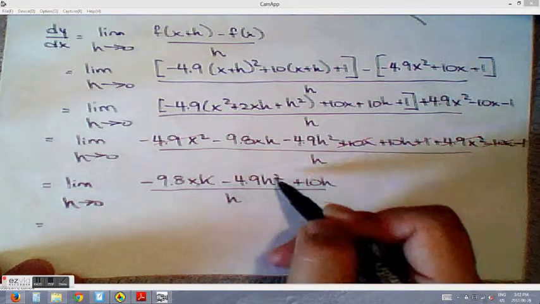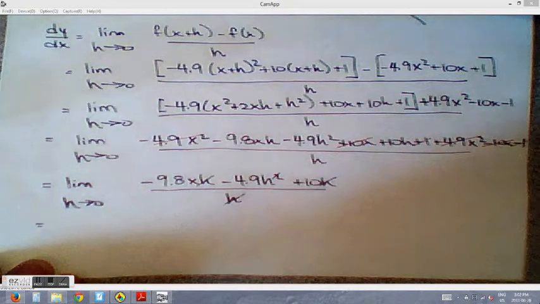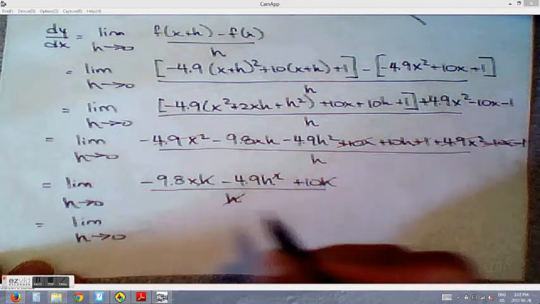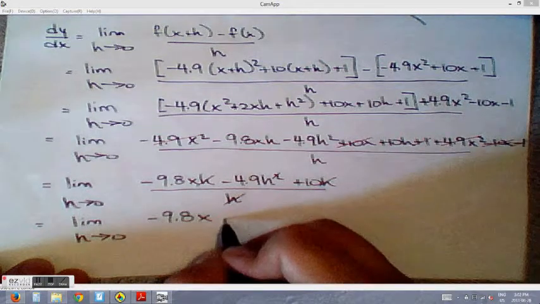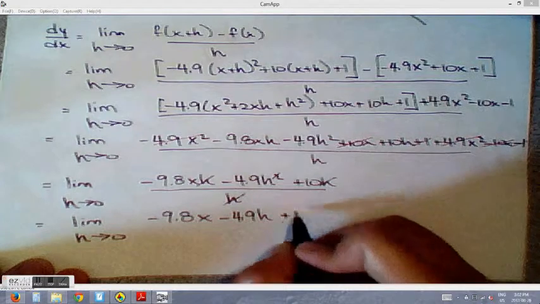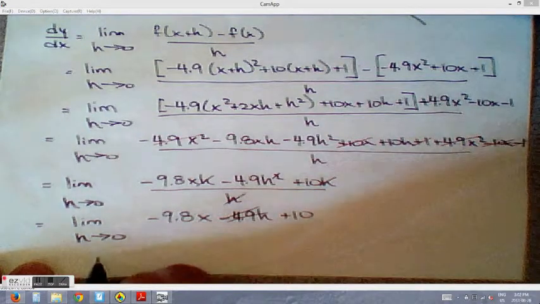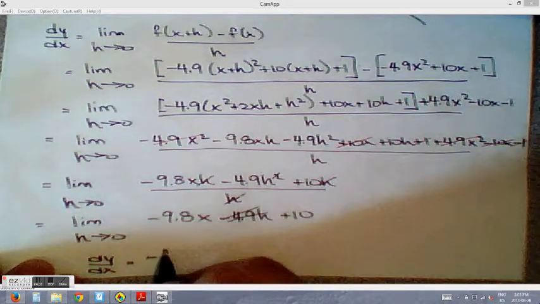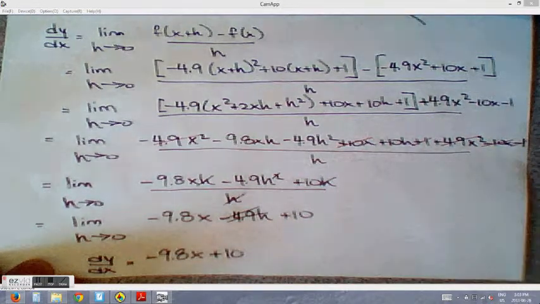I'm going to cancel one of these with one of those. That just leaves me with the limit as h approaches 0 of minus 9.8 x minus 4.9 h plus 10. This term goes away when we actually evaluate the limit. So dy by dx is then equal to minus 9.8x plus 10, and that's our derivative.